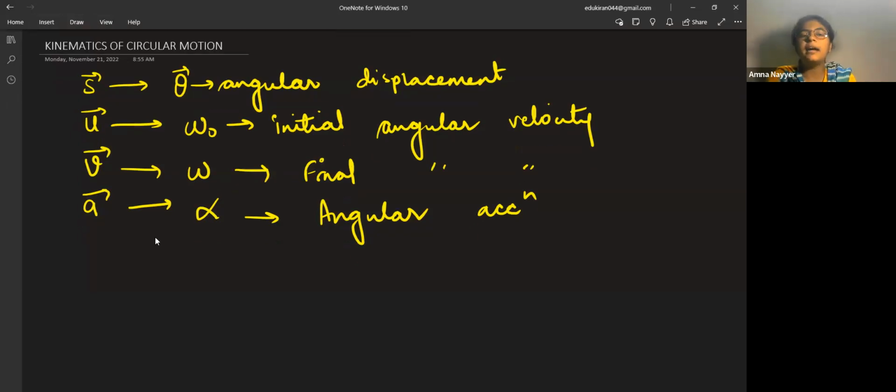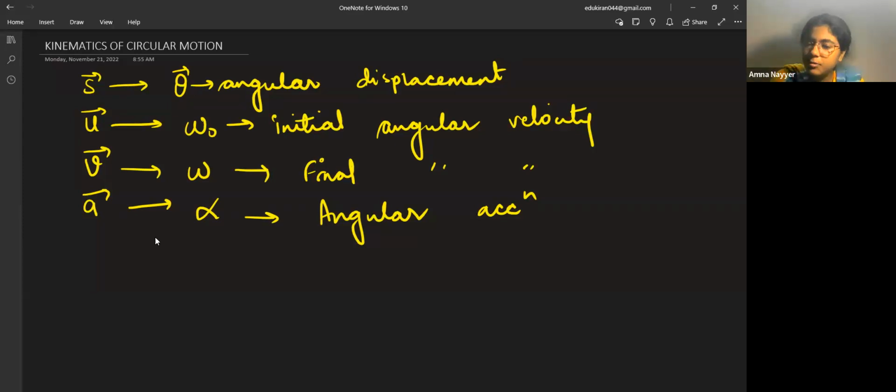See, in kinematics of circular motion, whatever you have studied already in your motion in a straight line, same things will be repeated. Same formulas you have, you just have to remember their analogs. Though these analogs we have already discussed in circular motion after laws of motion, that time we have discussed it.